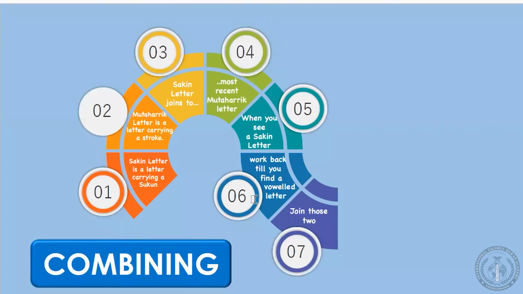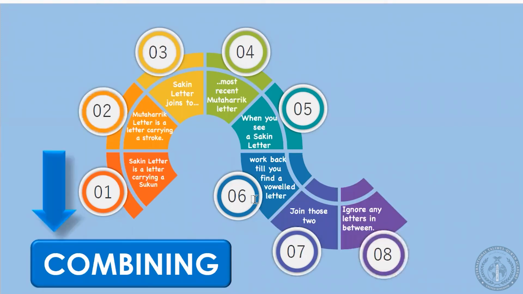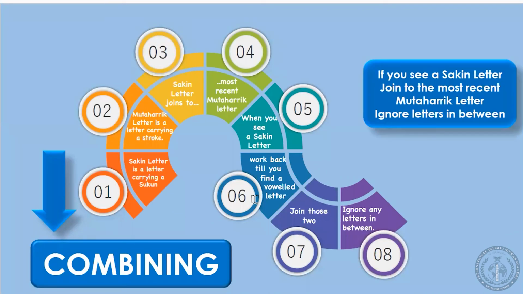Then all you need to do is join those two letters together, and you must say both those sounds. And if you've got any letters in between which don't have any signs, so they're not mutaharrik letters, they don't have any strokes on top of them or below them, you just simply ignore them. So in a nutshell, if you see a sakin letter, join it to the most recent mutaharrik letter, and ignore the letters in between. In a nutshell, that's the rule.